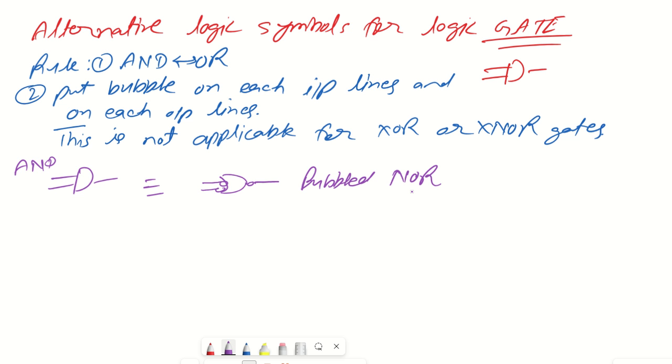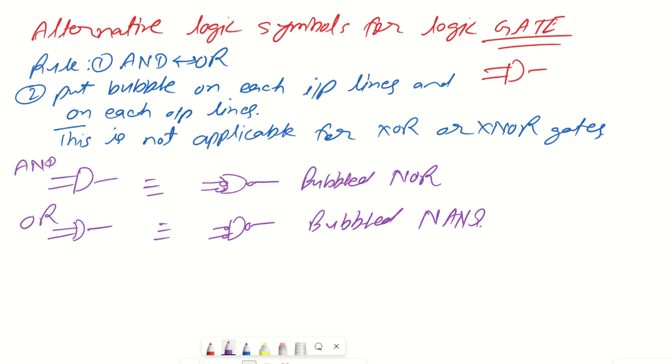Similar to that, if we have an OR gate, what would be the equivalent? Can you find out by yourself? This is going to be AND first, and then bubbles on the inputs as well as the output, okay. So this is a bubbled NAND. It means I can tell you directly that my AND gate is equivalent to a bubbled NOR gate and the OR gate is equivalent to a bubbled NAND gate, okay.